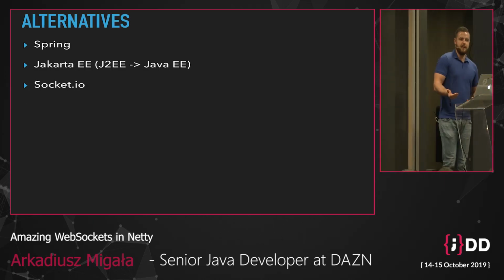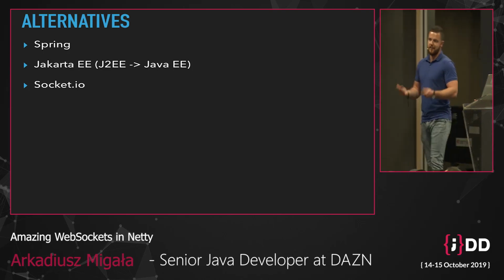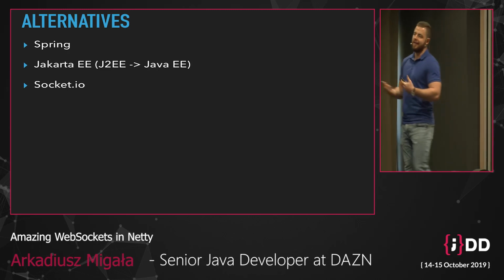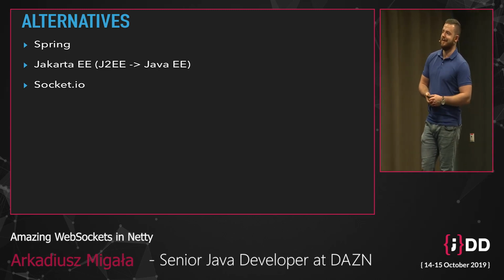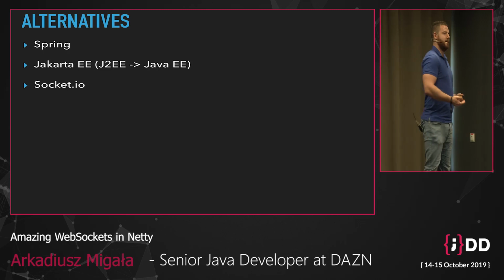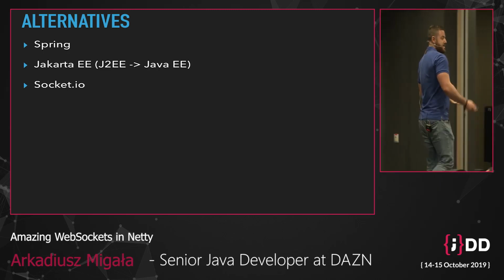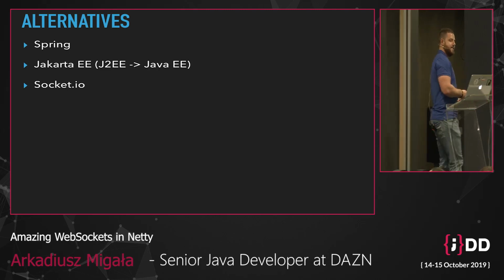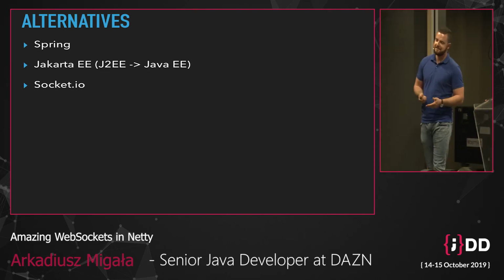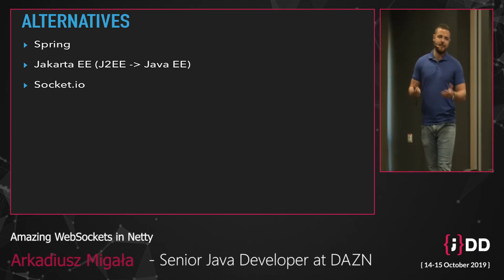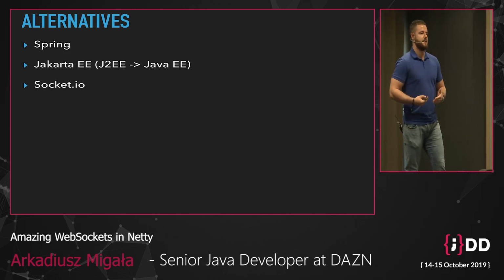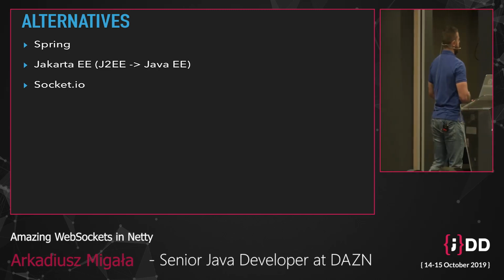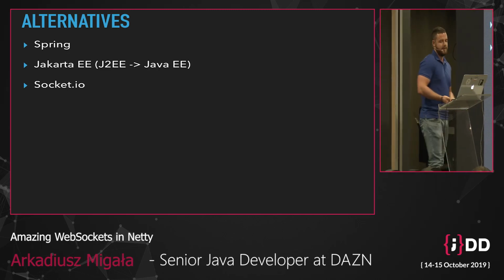What are the alternatives for implementing WebSocket communication? You can use just Spring, but in some cases you will lose the power of your application, and sometimes it won't be sufficient for your problem. You can use Jakarta EE directly, the old Java EE, and probably this solution will be recommended by Adam Bien. But if you are, for example, a Node.js developer, or you are mixing technologies in your microservices stack, then you can use Socket.IO for Node.js to implement WebSockets.